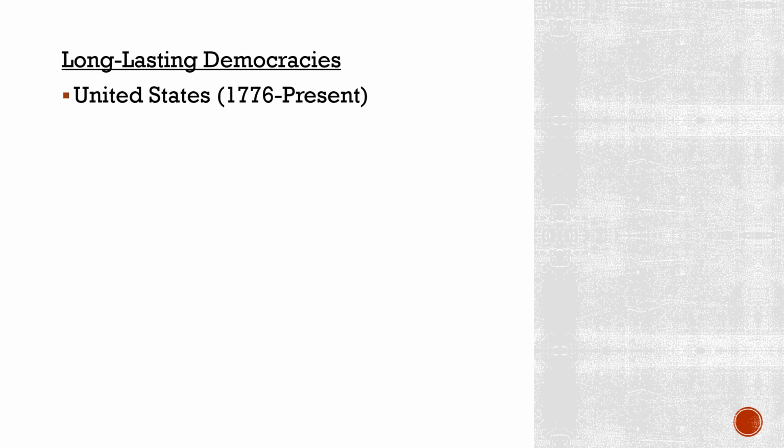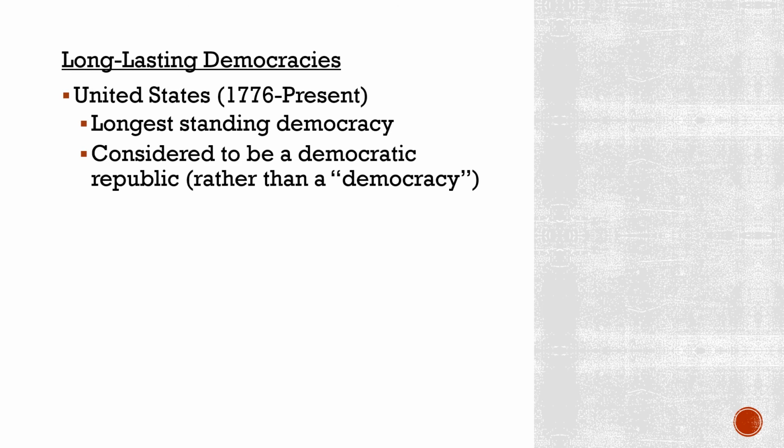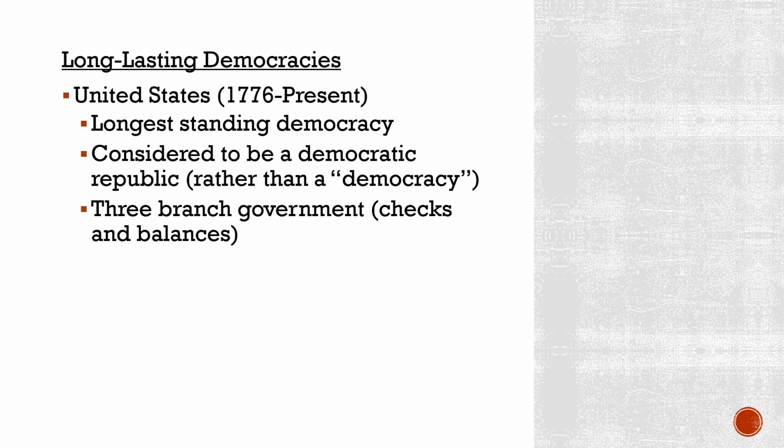Now, for long-lasting democracies, the United States, 1776 to the present. We use 1776 because that's when we declared our independence, but we didn't really have a strong sovereign government until 1789. But for now, we'll use 1776 as our date. We do have the longest standing democracy. We've lasted the longest comparatively to other democracies. Rome, for example, did fall and did crumble, and some people are worried that we may crumble in the future.